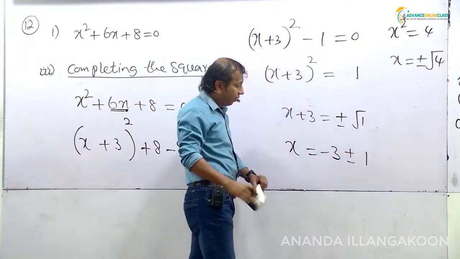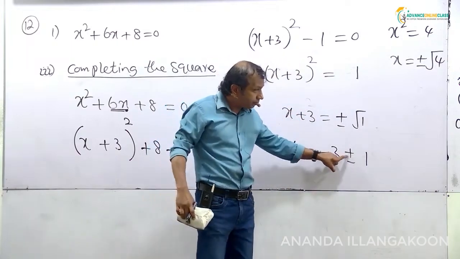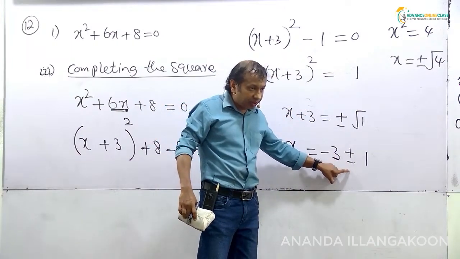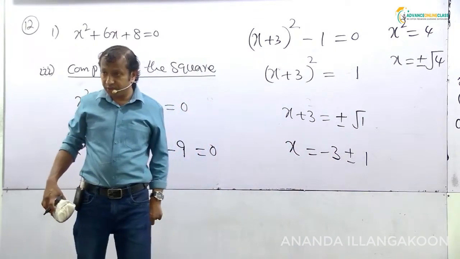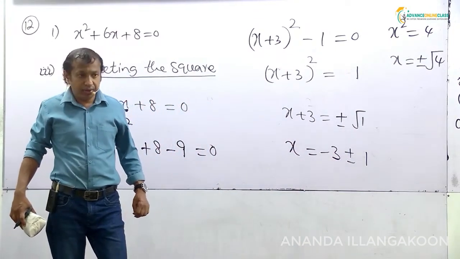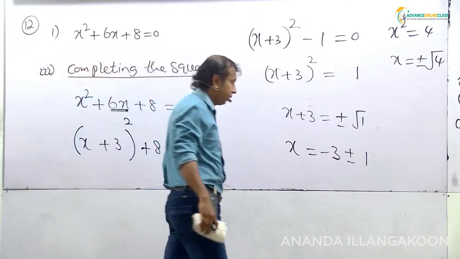Right. Now we take the plus sign first. We take the minus sign secondly. Then we get the two solutions for x. That is the completing the square method. Understood? Then shall I start? Yes. Take that.